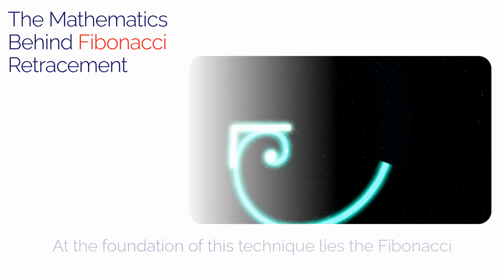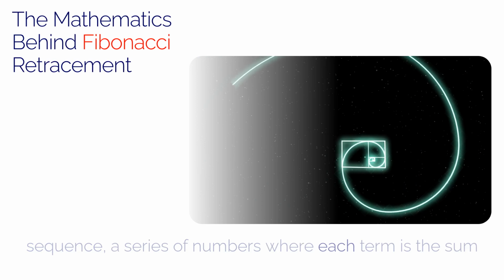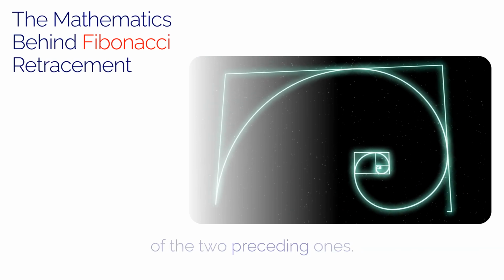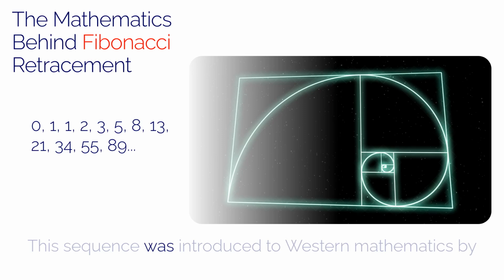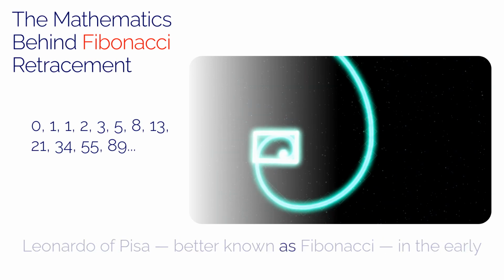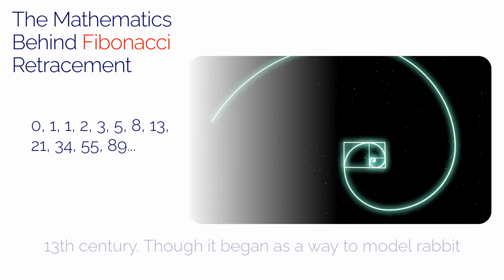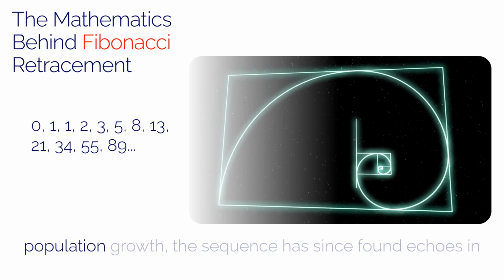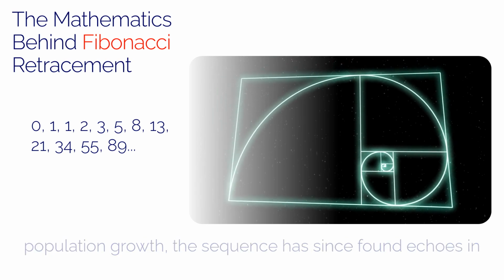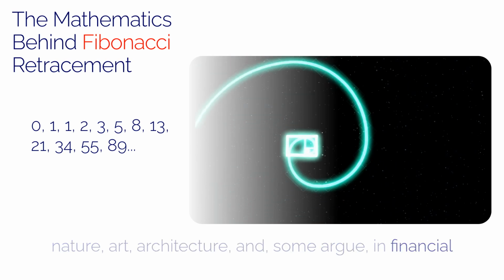At the foundation of this technique lies the Fibonacci sequence, a series of numbers where each term is the sum of the two preceding ones. This sequence was introduced to Western mathematics by Leonardo of Pisa, better known as Fibonacci, in the early 13th century. Though it began as a way to model rabbit population growth, the sequence has since found echoes in nature, art, architecture, and some argue in financial markets.